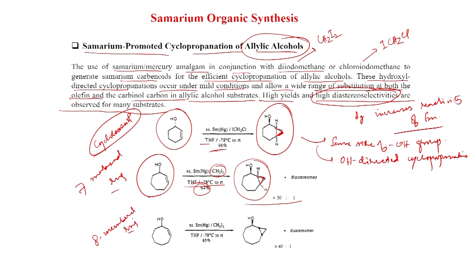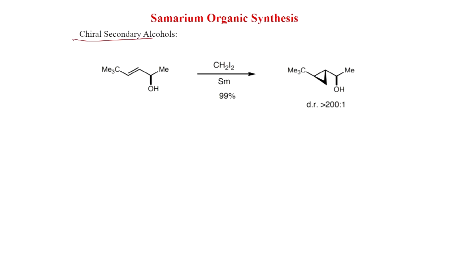With the same conditions, samarium amalgam, CH2I2, THF, minus 78 degrees centigrade to room temperature, here you get a good yield of 85%, and the diastereoselectivity is also very high, greater than 40:1. So, this means the secondary allylic alcohols can give high diastereoselectivity for the cyclopropanation with samarium amalgam and CH2I2 or ICH2Cl.